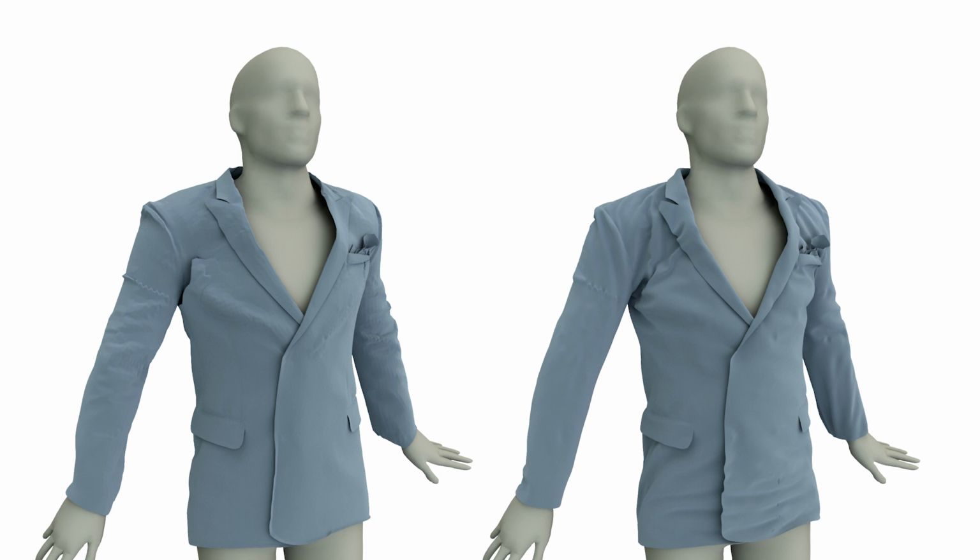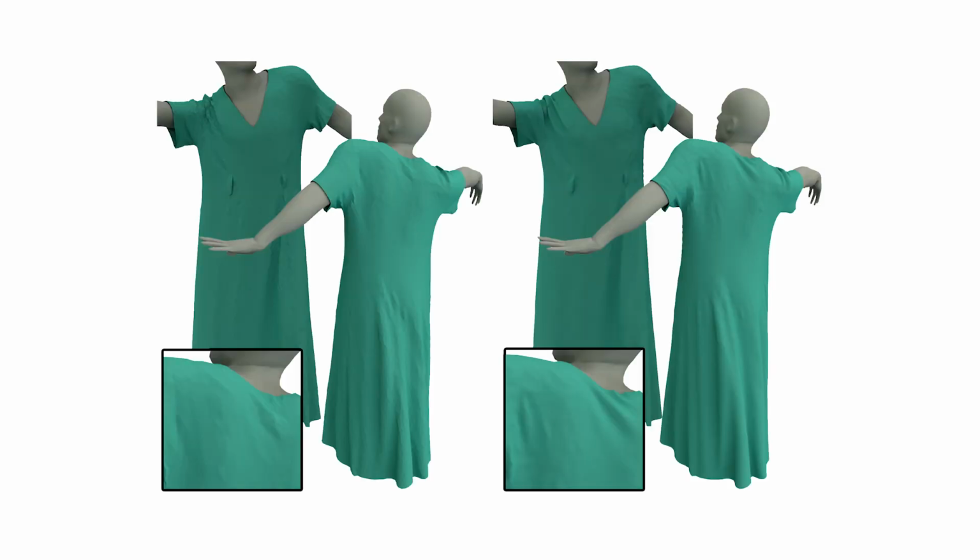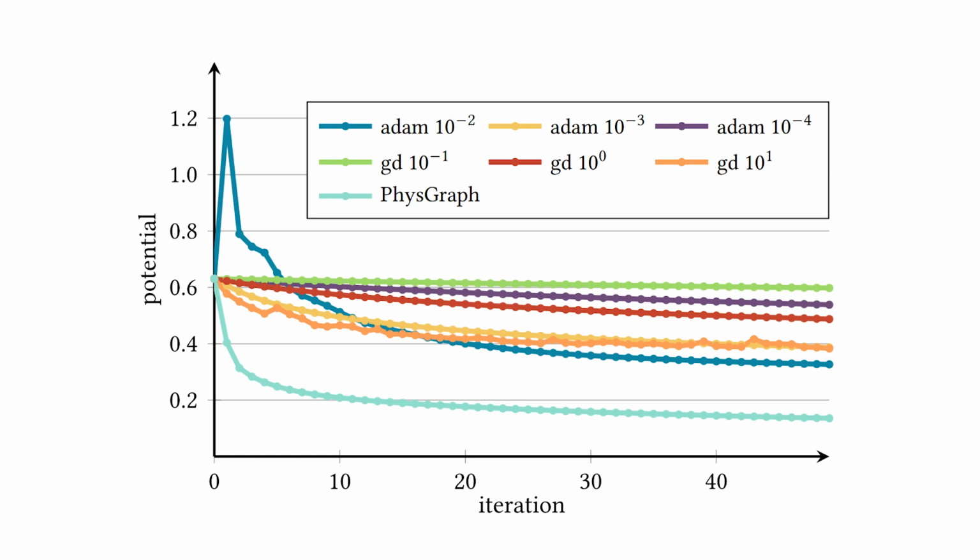Even though our method is able to upsample skinning-based clothing geometry, the method itself does not rely on an underlying skinning-based approach, and therefore, it works equally well on loose clothing such as this dress. We compare the convergence rate of PhysGraph with those of Adam and gradient descent. We vary the learning rate for each and find that PhysGraph's performance is superior to any of the other optimizers.